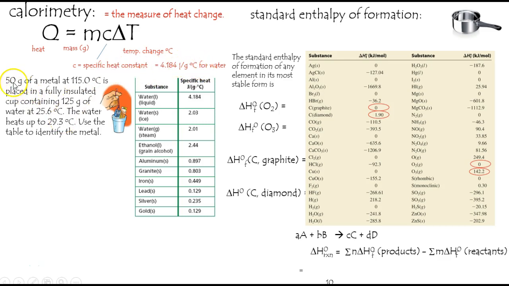Let's solve a problem. Imagine 50 grams of a metal at 115 degrees, so it's very hot, is placed in a fully insulated container. Pretty good. Add water at about room temperature. That water is going to heat up by about 4 degrees or so. We use this table to identify the metal. This problem's a little harder than it looks.